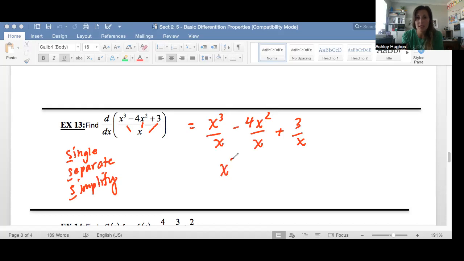So this becomes x squared minus 4x plus 3x to the -1. Then we're going to take the derivative. So the derivative is going to be 2x minus 4. Then bring the negative down. So -3x to the subtract 1. So -2.